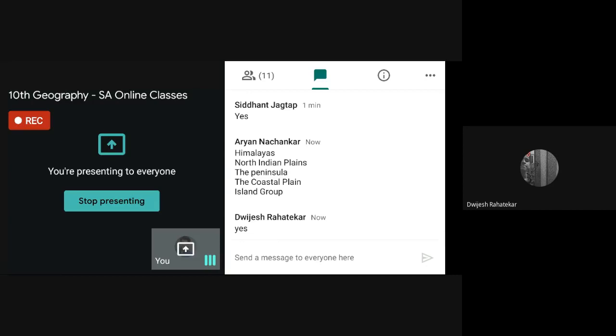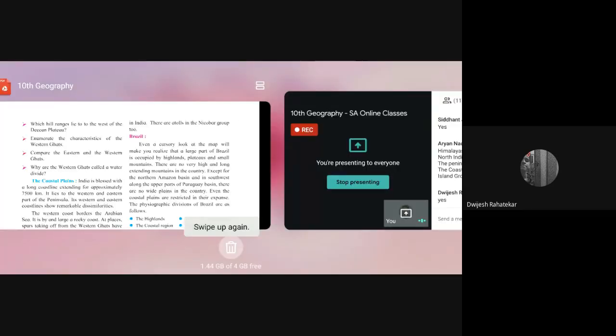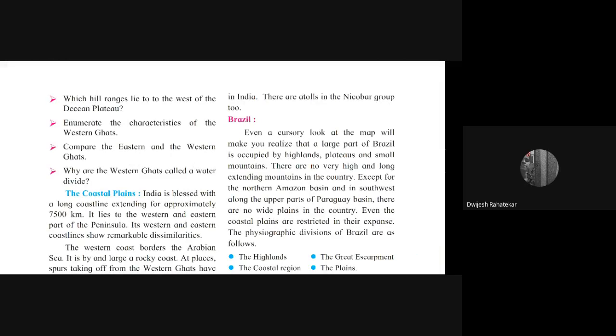Now we will start with Brazil. Even a cursory look at a map will make you realize that a large part of Brazil is occupied by highlands, plateaus, and small mountains. As India has plains, most of India's land is plain, with the plateau on it. But if you see the map of Brazil, we will observe that a large part of Brazil is occupied by highlands, plateaus, and small mountains.